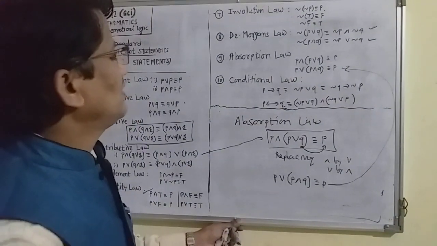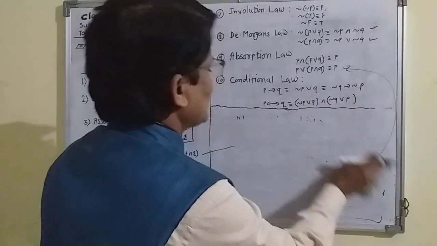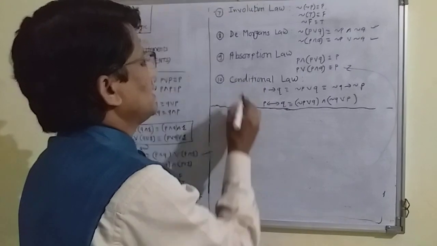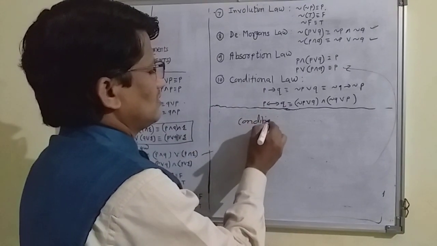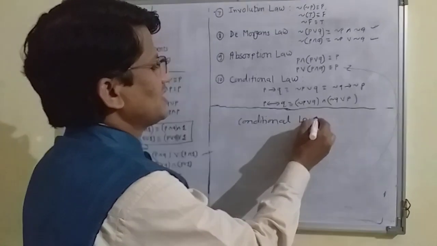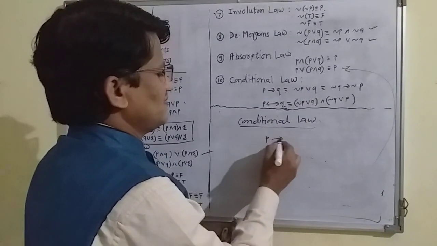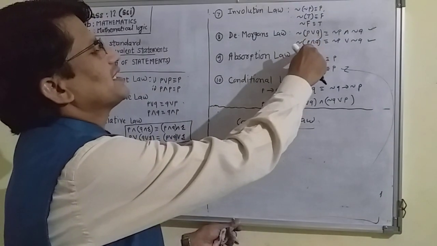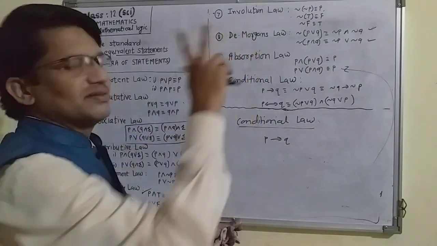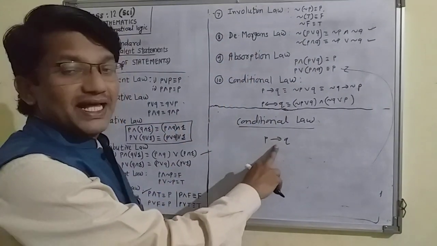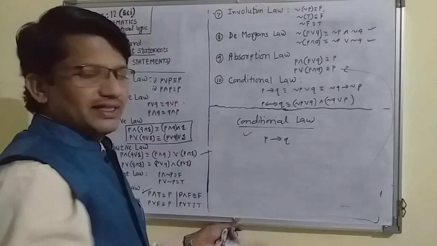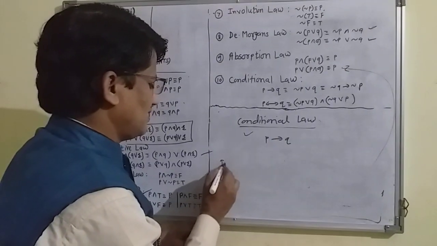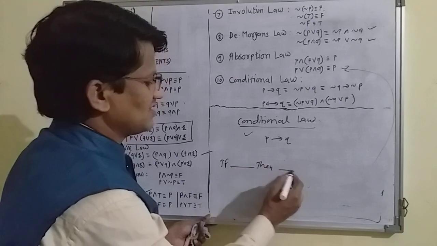Okay, now it remains to prove the last rule, which is a very important one: the conditional law. What is the conditional law? See here, P implies Q. We have seen the negation of conjunction and the negation of disjunction, and these two give us De Morgan's law. Here implies is given, and we have seen this type of statement is called a conditional statement, like if dash then dash.